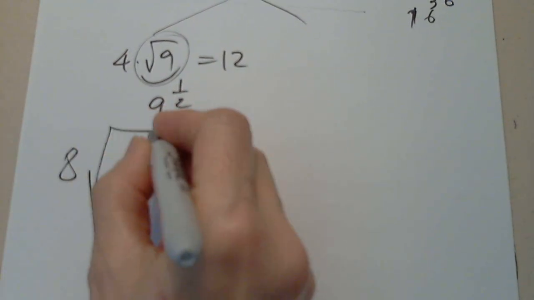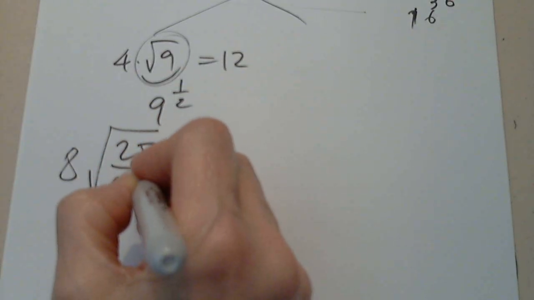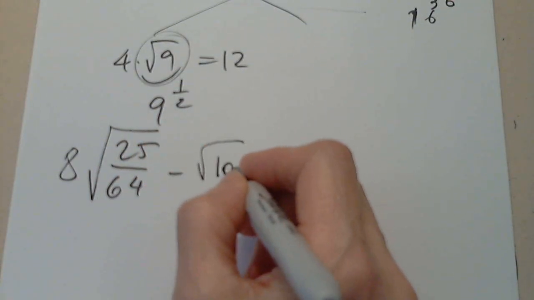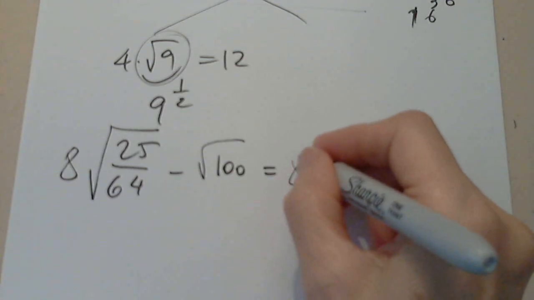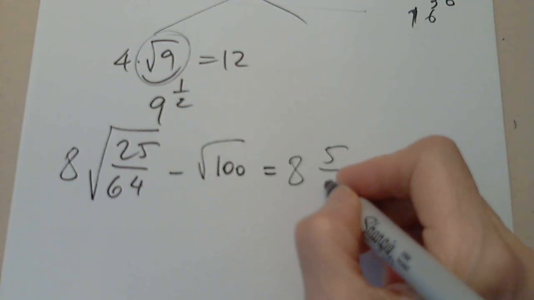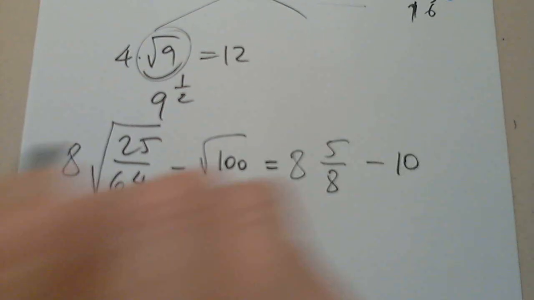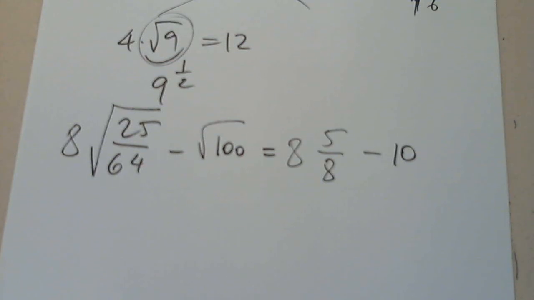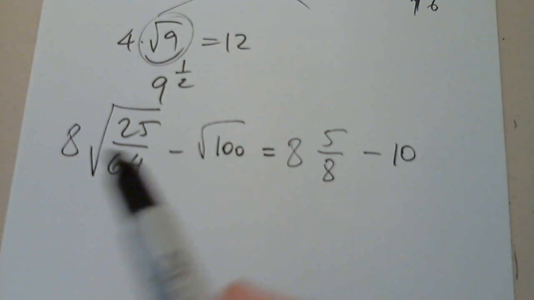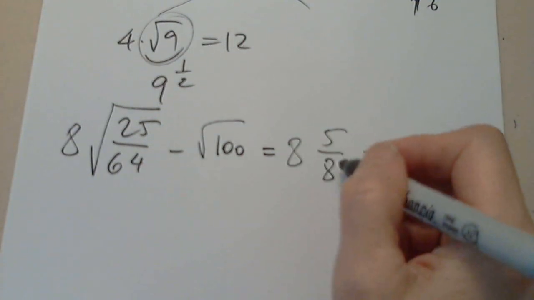So 8, the square root of 25 over 64 minus the square root of 100. Perfect. We are allowed to separate the square root of 25 and 64 because they are both positive numbers, and we can take the square root. So we have 5 and 8. 5 divided by 8 minus 10. So we performed all powers. The square root of 25, which is a power, the square root of 64, which is a power, the square root of 100. Of course, we will simplify.